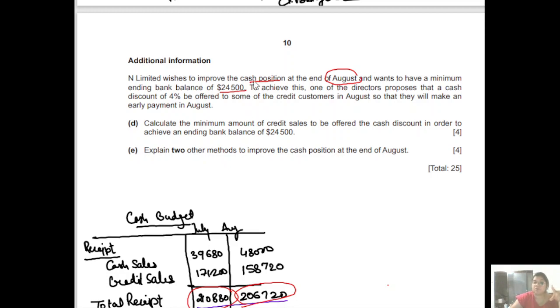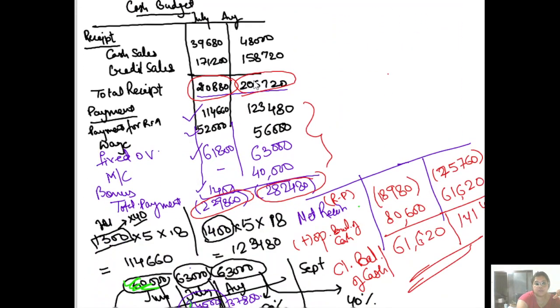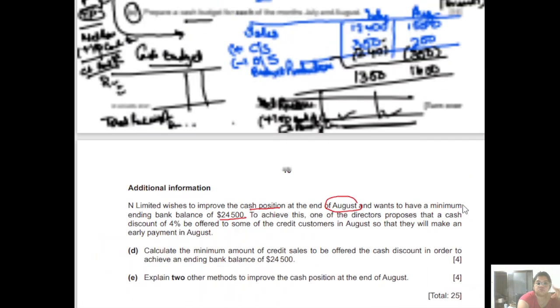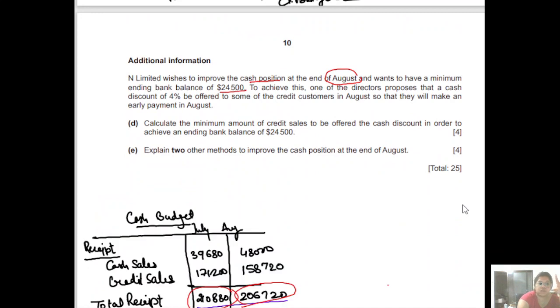What is the balance right now? The closing balance for the month of August is 14,140, but they don't want this much. Instead of this, how much balance do we want?